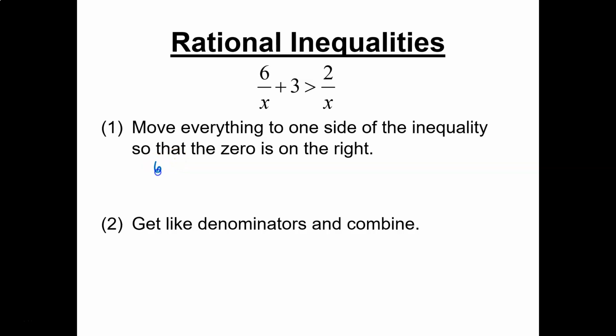So we're going to have 6 over x plus 3 minus 2 over x is greater than 0. And I said to put the 0 on the right. Technically, you could put it on the left, but it just makes life easier if it's on the right, because we can now be thinking about this as greater than 0, which tells us we're looking for positive answers here. If you don't do that, then your answer, if you have it on the left-hand side, is a little bit trickier there.